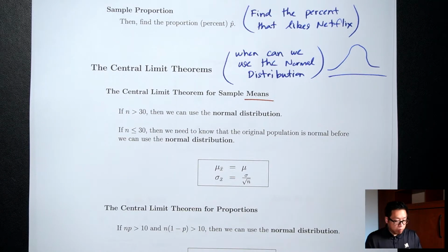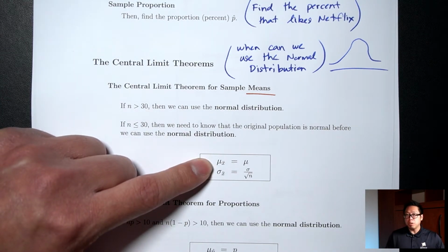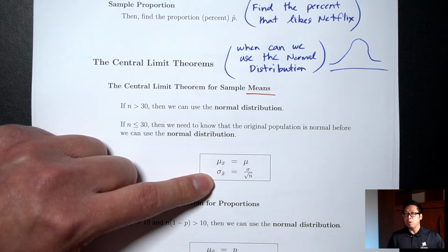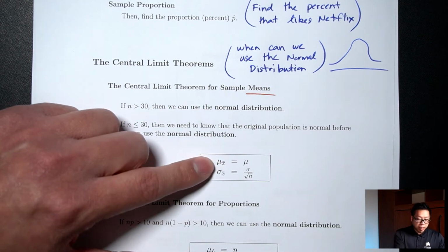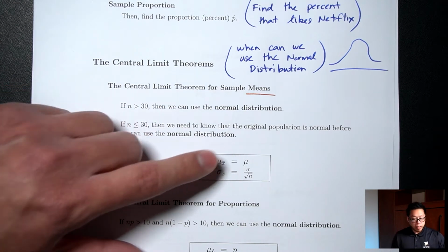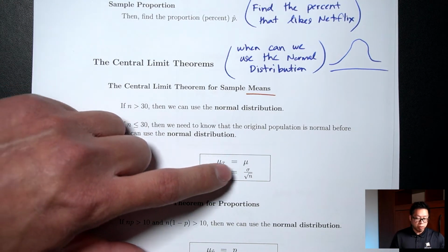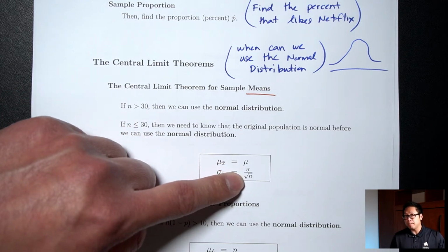And then even more, the central limit theorem tells you what mean you should use and what standard deviation you should use when you use the normal distribution. So we saw this last time. For the mean situation, the mean you should use is the original population mean. The standard deviation you should use is the original standard deviation of the population divided by square root of n, which is the sample size.